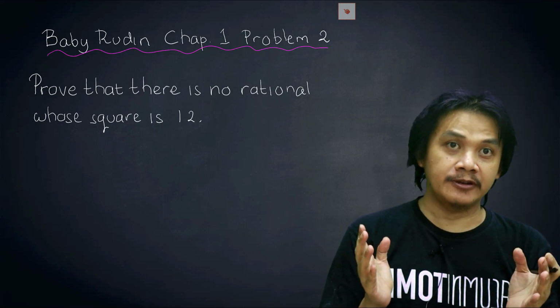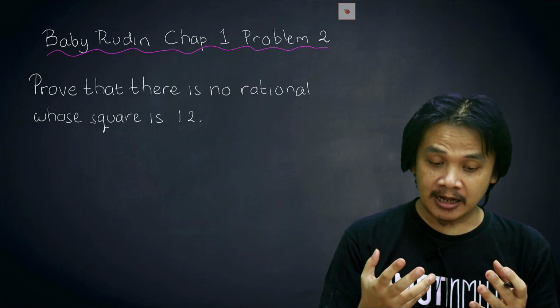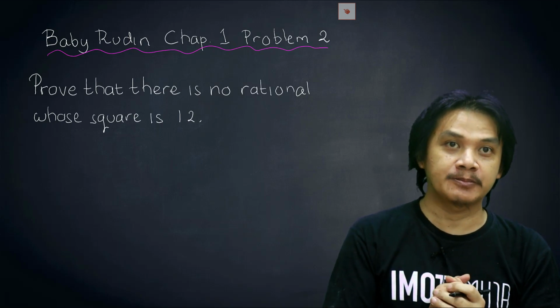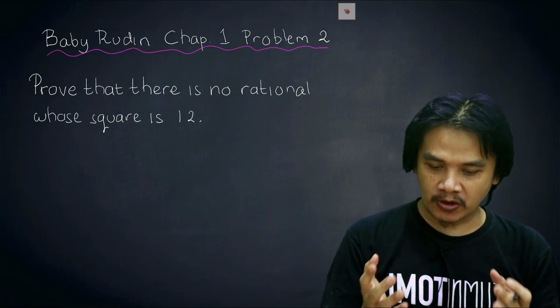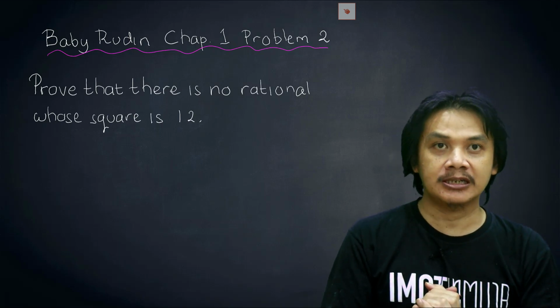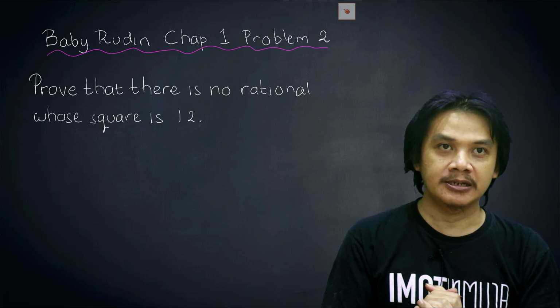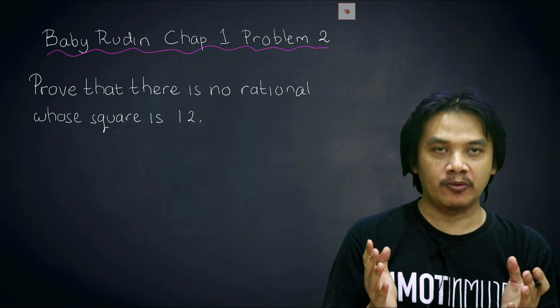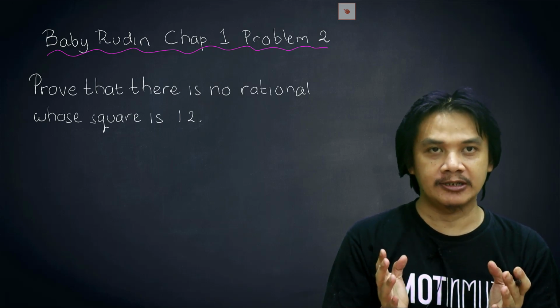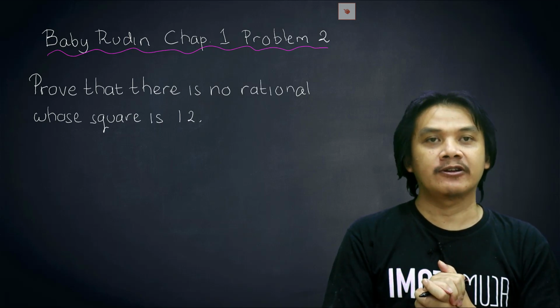In this video we're going to discuss problem 2 from chapter 1 of Baby Rudin's Principles of Analysis. The question is to prove that there is no rational number whose square is 12. Before we get started, as usual, please give it a try. Please pause the video for a moment.